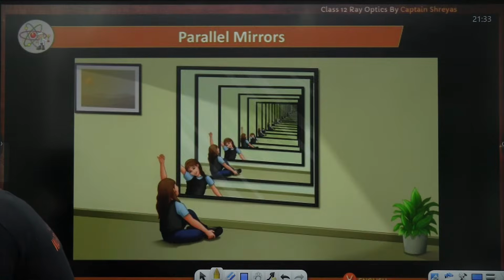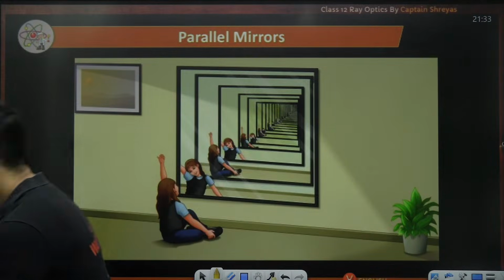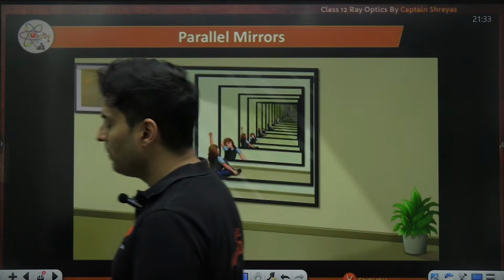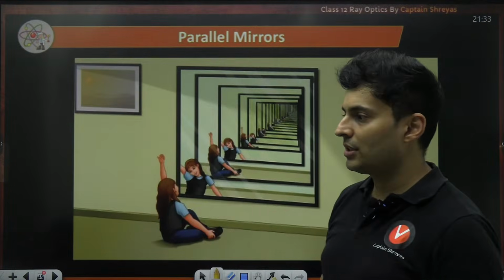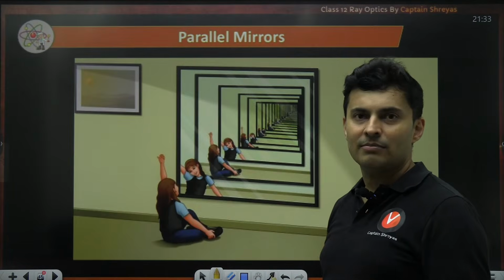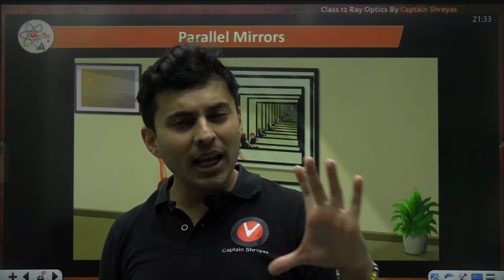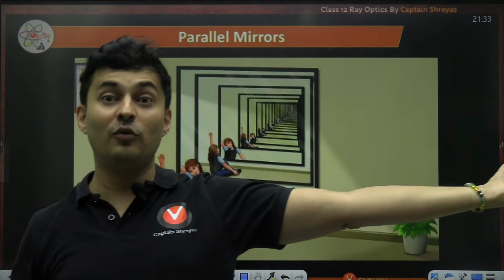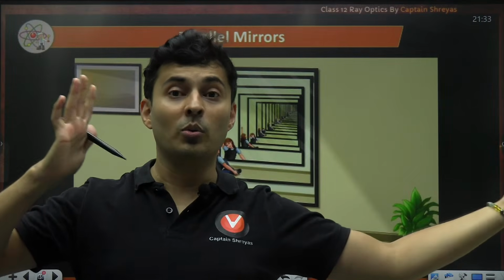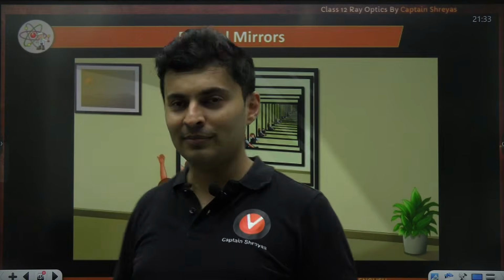Yes, you can say that. Every image will then become the object for the next mirror and next and next. Will it be a virtual object? The answer is no. It will still be a real object because the rays will actually feel like they are coming from a place. It will feel like a real object for that mirror. The mirror will feel, oh, there is actually an object over there.